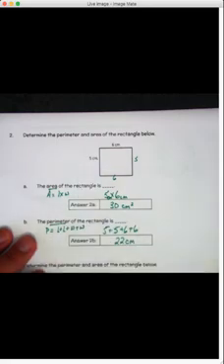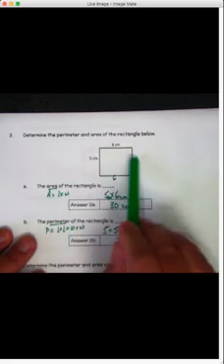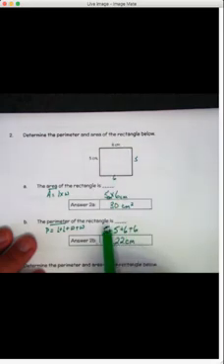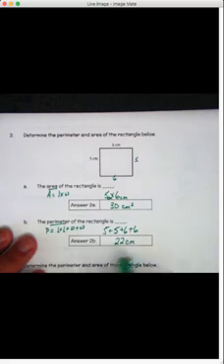Perimeter, we're adding all the sides together. 2 5s, 5 plus 5. 2 6s, 6 plus 6. 5 plus 5 is 10, plus 6 is 16, plus 6 is 22 centimeters.